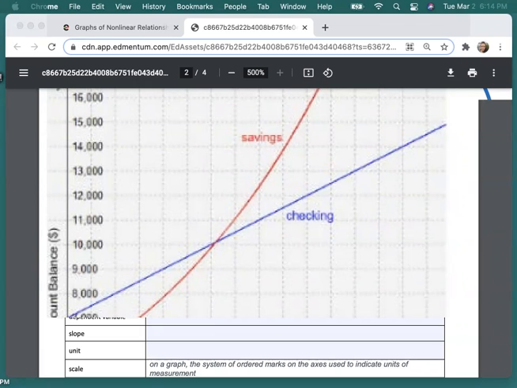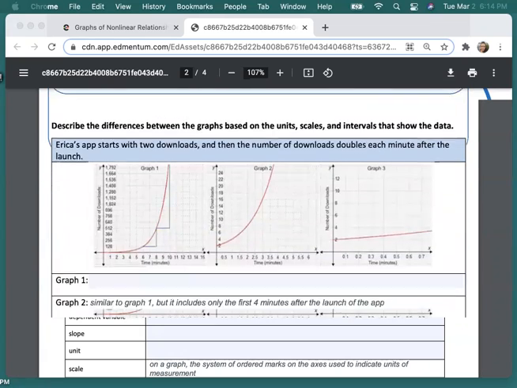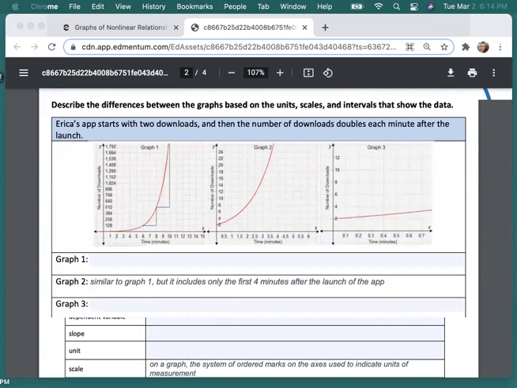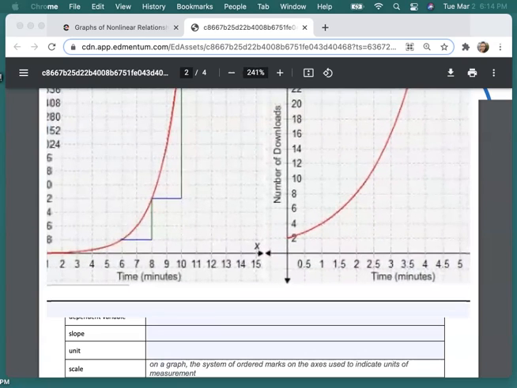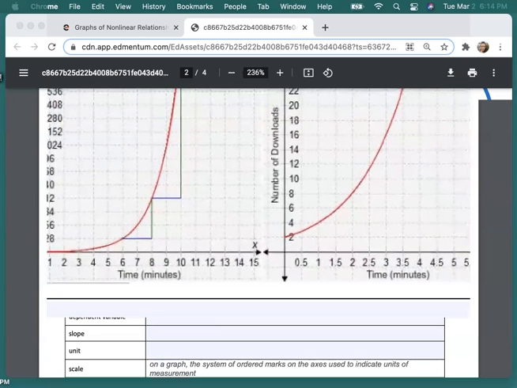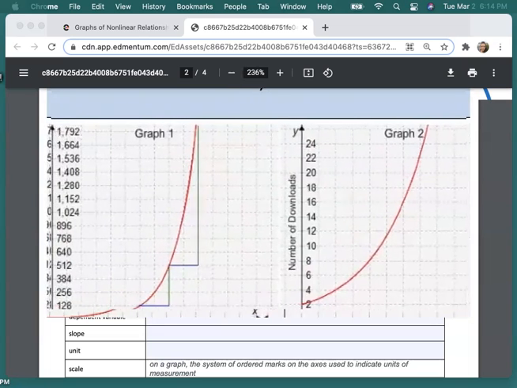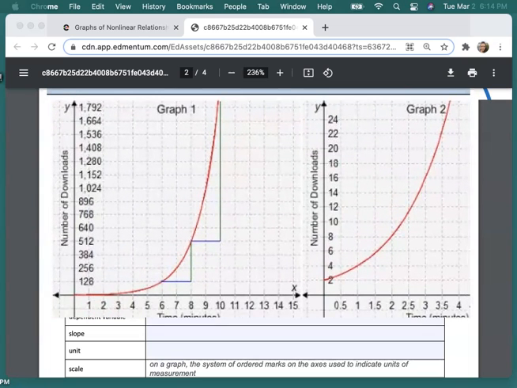Okay, so describe the differences between the graphs based on the unit scales and intervals that show the data. Erica's app starts with 2 downloads, and then the number of downloads doubles each minute after the launch. So I'm pretty sure these are going to show the same data, but the intervals and stuff are going to be different. So if we look at the first one, time for all of them is minutes across the bottom on the x-axis, and then the number of downloads is on the y-axis up and down.